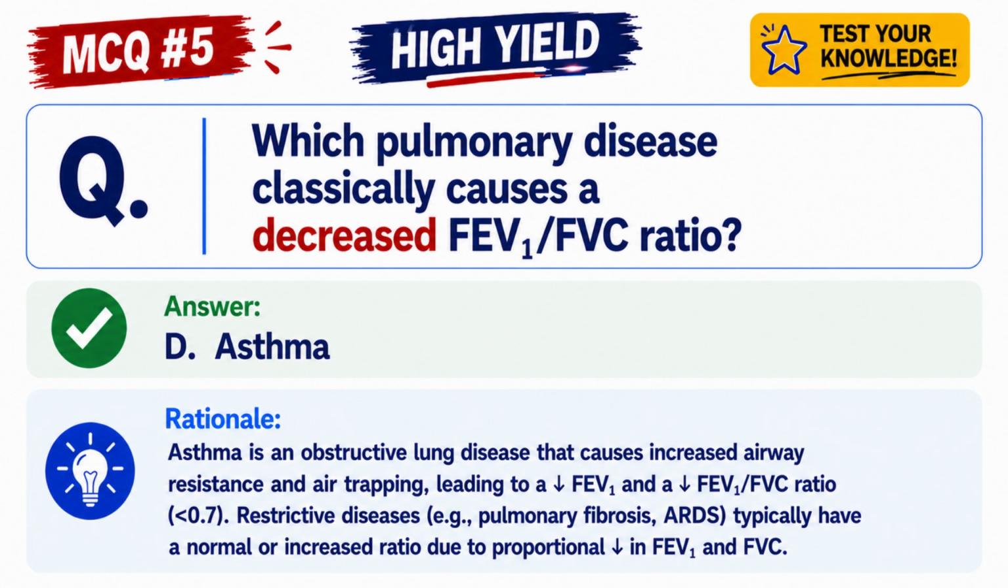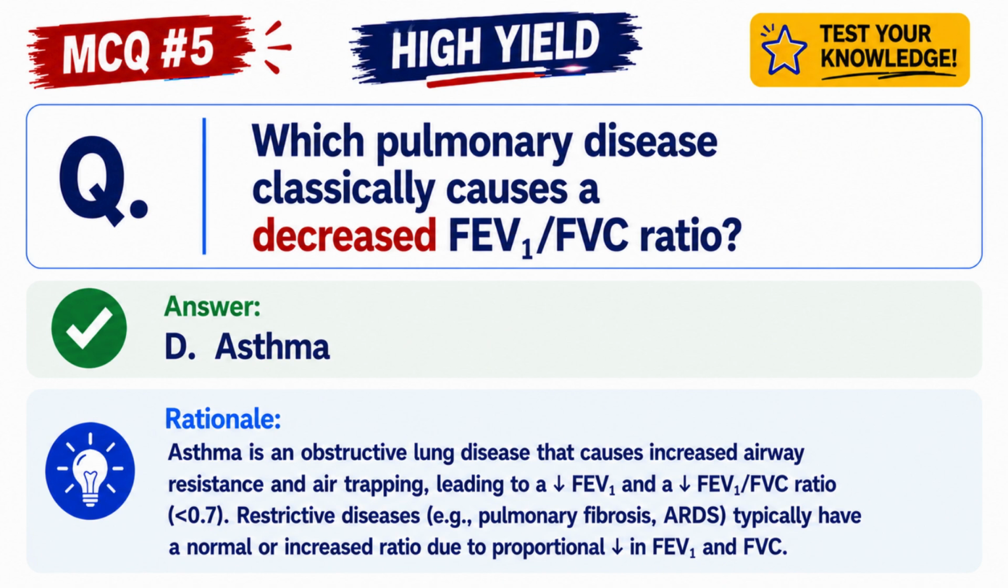FEV1 falls, but the total volume of air in the lungs, FVC, is relatively preserved or even increased in severe asthma from air trapping. FEV1 falls significantly. FVC falls less or stays the same. The ratio decreases below 0.7, obstructive pattern.